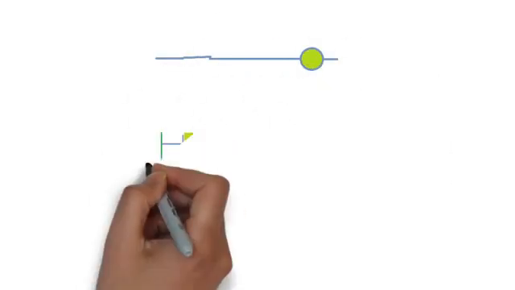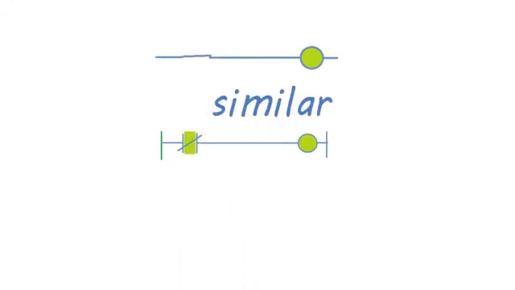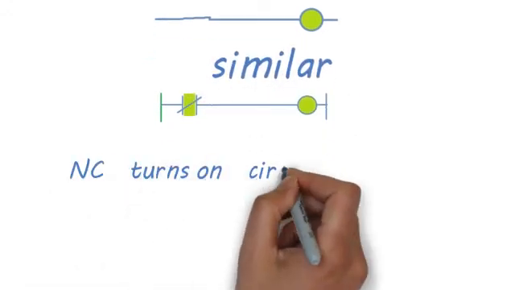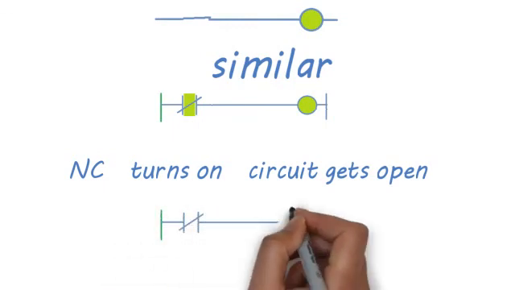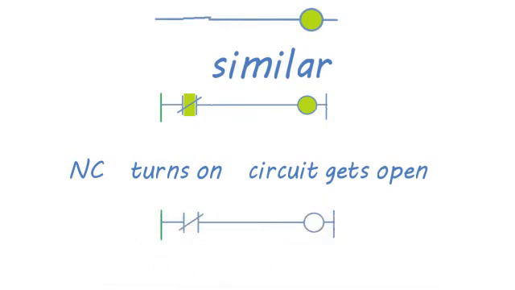This electrical diagram having a closed switch is similar to an NC contact in a ladder program. When this NC gets on, the circuit gets open and the output gets off.